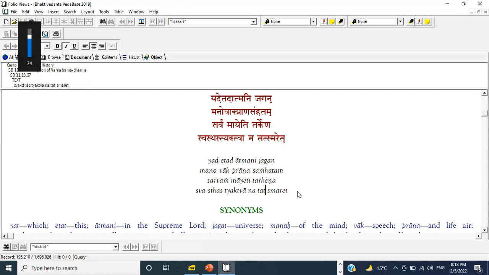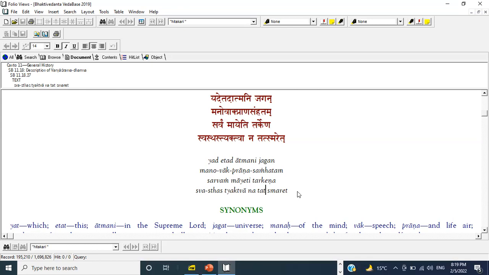So it is actually a Krishna nama, and it is in 2.1. Both of them, yad and tat. I had written Krishna nama first and then I thought it was an avyaya. So it is a Krishna nama. And etad is definitely a Krishna nama, so it's referring to this jagat. And then this manovak prana sanghatam is a samasa, which I don't know what it's called because we haven't done that yet.